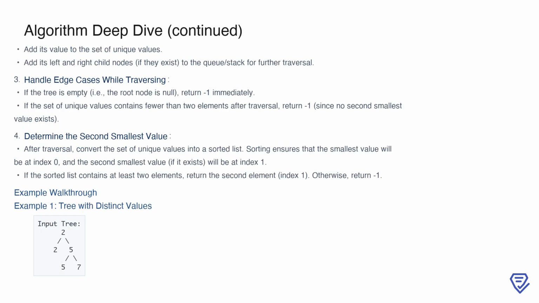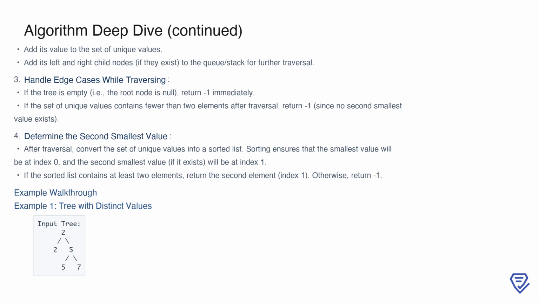As we traverse the tree, we add the value of each visited node to our set of unique values. This ensures that duplicates are automatically filtered out. Additionally, for BFS, we enqueue the left and right child nodes of each visited node, or for DFS, we push these nodes onto the stack, ensuring all nodes are eventually processed.